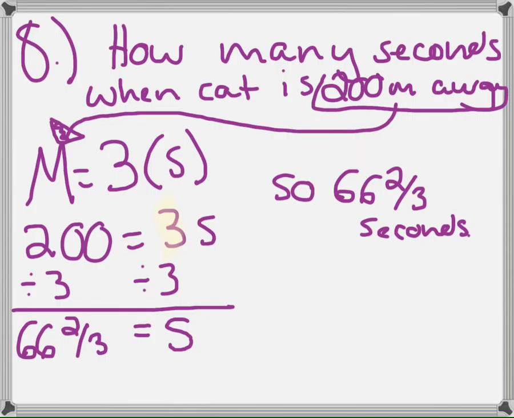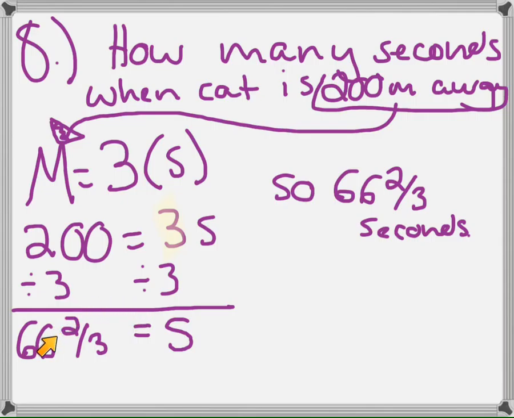8 asks, how many seconds have passed when a cat is 200 meters away from his food bowl? So this time, instead of giving us the s variable, they have given us the m variable. We still plug it into the equation m equals 3s, except in the m spot instead. So this gives us 200 equals 3s. What we're trying to do is solve for s, so we need to get the s variable by itself, which means we have to get the 3 away from this. You can keep the equation equal by doing the same thing to both sides, which means we can divide both sides by 3 to get s alone.